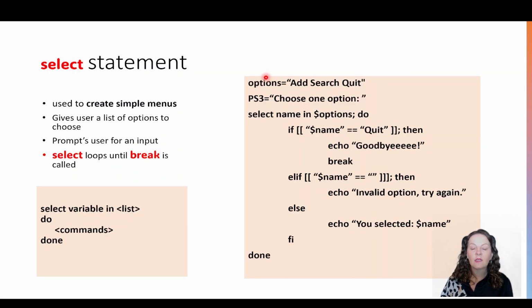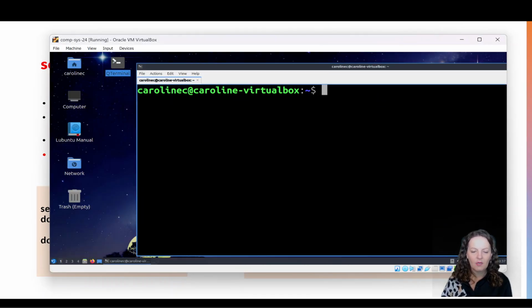So using this, I could have a variable called options. My only 3 options are add, search, and quit. PS3, we haven't come across this, not a PlayStation, no. In here, your PS3 allows you to change the command prompt, because otherwise you end up with, as you know yourselves, hang on, where's my matrix? You have this Caroline dash VirtualBox, colon, tilde and a dollar sign.